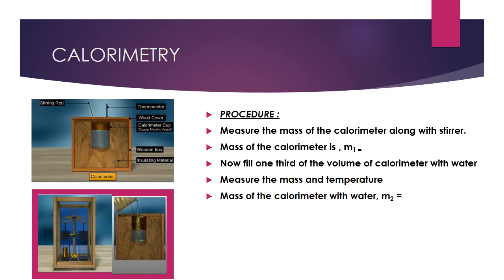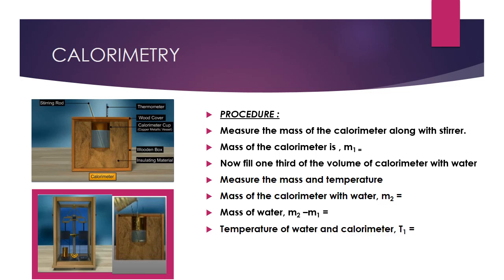Measure the mass and temperature. Then the mass of the calorimeter with water is, let it be, m2 grams. Note down the reading. Then what will be the mass of the water? It is equal to m2 minus m1. Then with the help of the thermometer, note down the temperature of water and calorimeter. Take it as T1. Note down the reading.